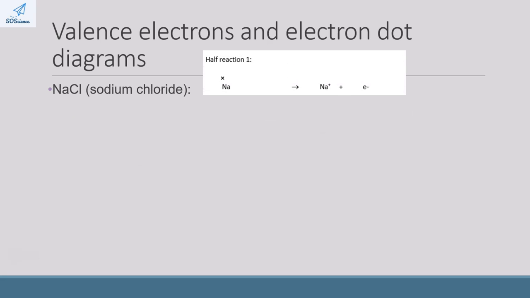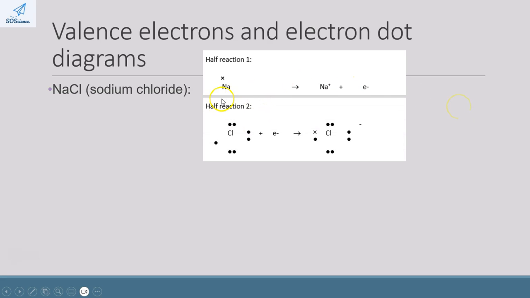Let's start off with sodium chloride. The first half reaction shows us that sodium has one valence electron. That sodium atom wants to give up that valence electron, so it becomes Na plus an electron on the product side.